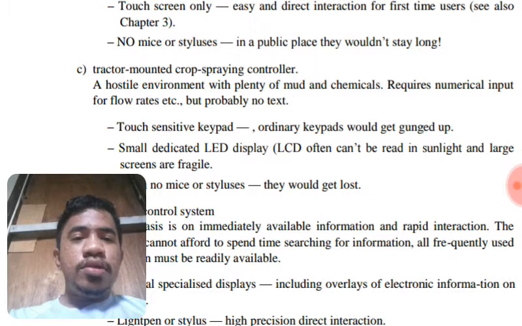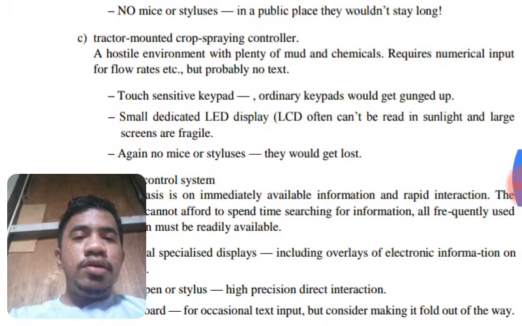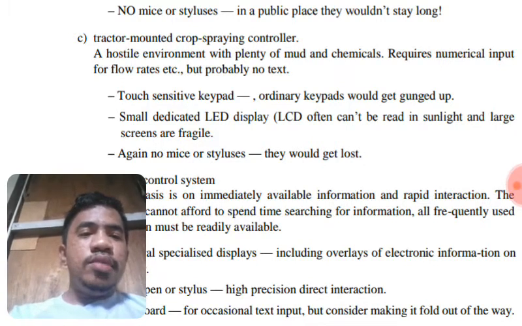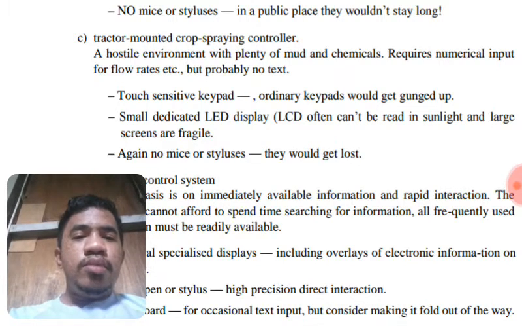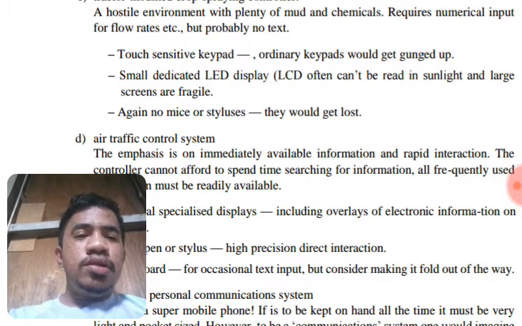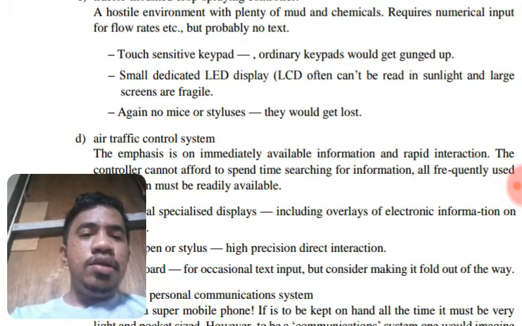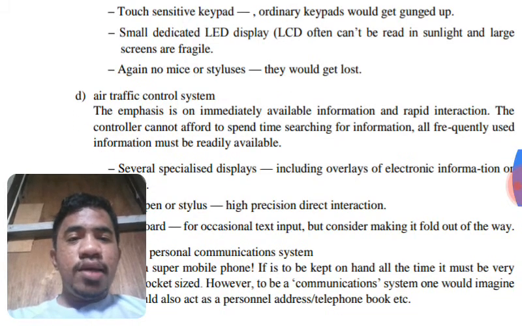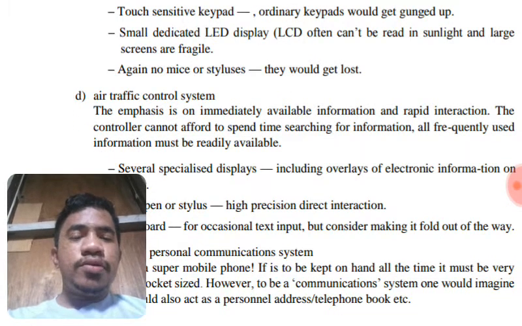C. Tractor-mounted crop spraying controller. A hostile environment with plenty of mud and chemicals requires numerical input for flow rates, but probably not text. Touch sensitive keypad. An ordinary keypad will get clogged up. Small dedicated LED display. LCD is often hard to read in sunlight, and large screens are fragile. Again, no mice or stylus. They would get lost.